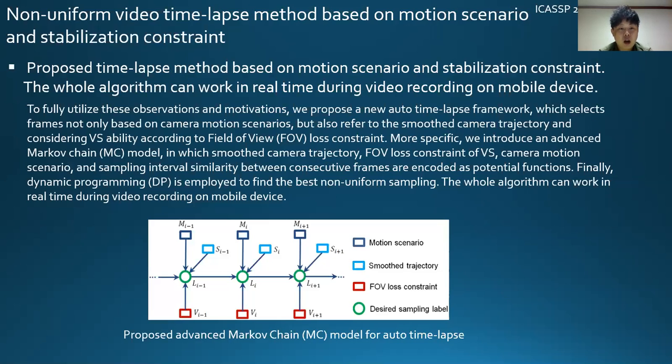To fully utilize these observations and motivations, we propose a new time-lapse framework which selects frames not only based on camera motion scenarios, but also refers to the smooth camera trajectory and considers VS ability according to a field of view loss constraint. More specifically, we introduce an advanced Markov chain model in which the smooth camera trajectory, FOV loss constraint over VS, camera motion scenario, and sampling interval similarity between consecutive frames are encoded as potential functions. Finally, dynamic programming is employed to find the best non-uniform sampling. The whole algorithm can work in real time during video recording on a mobile device.